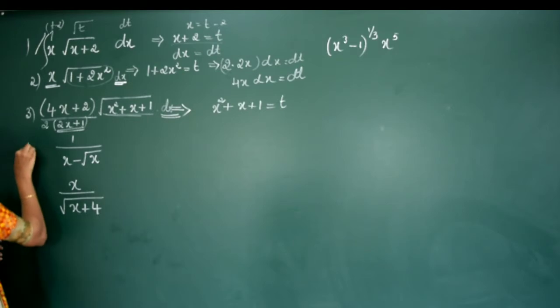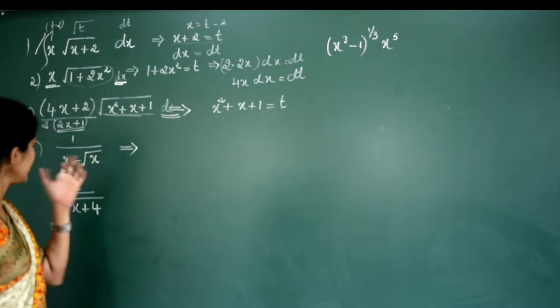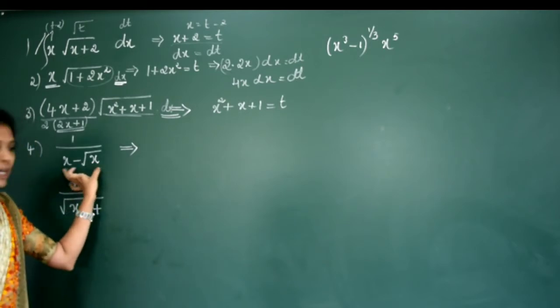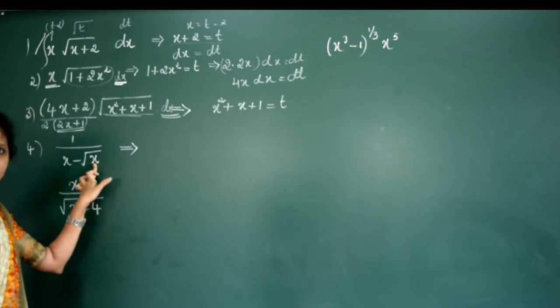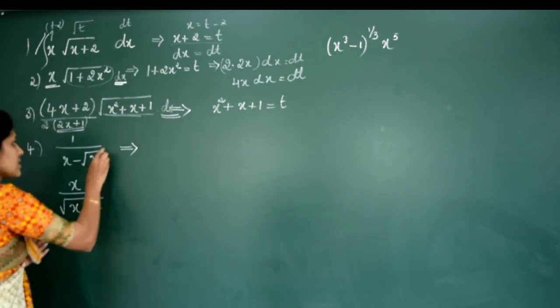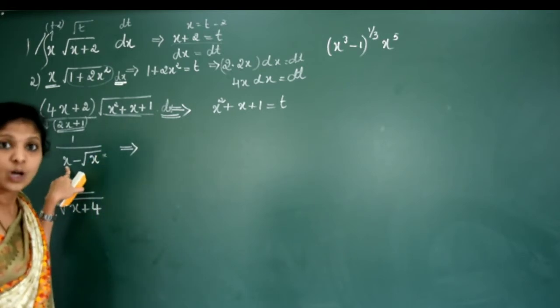Now fourth one. See this one, x minus root x. So what substitution can we give? If you give the substitution for root x, you will get 1 by 2 root x into dx is equal to dt. So this is also not possible, right? But if you give the substitution for x, again that is also not possible.